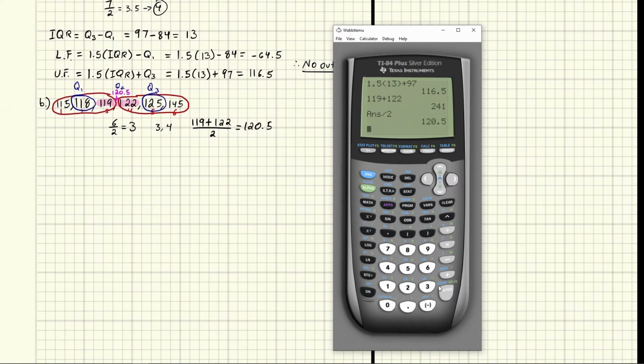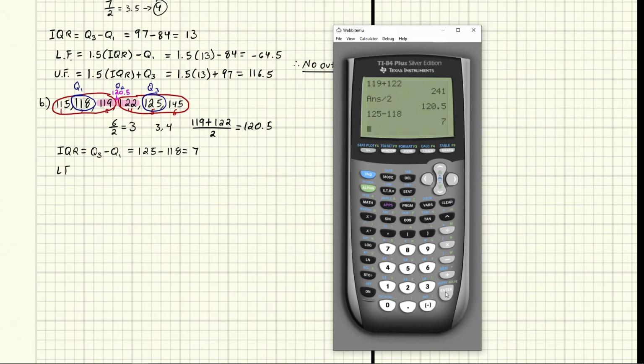Okay, so we have our interquartile range. That's equal to the third quartile minus the first quartile. Our third quartile is 125, and our first quartile was 118. So we're going to do 125 minus 118, and we get 7.